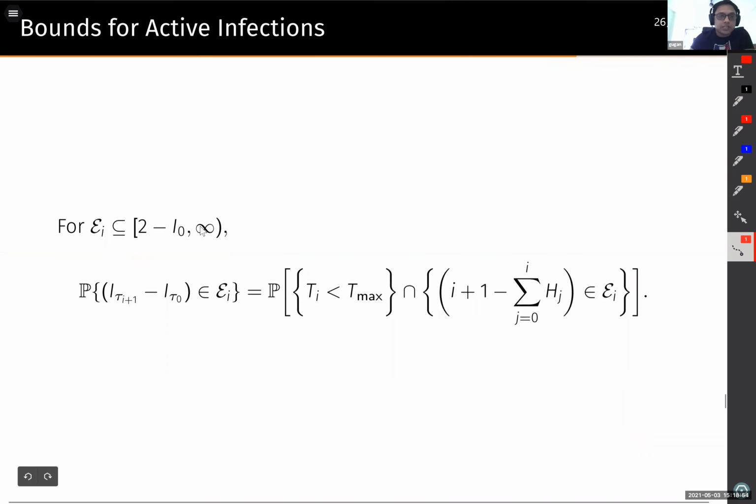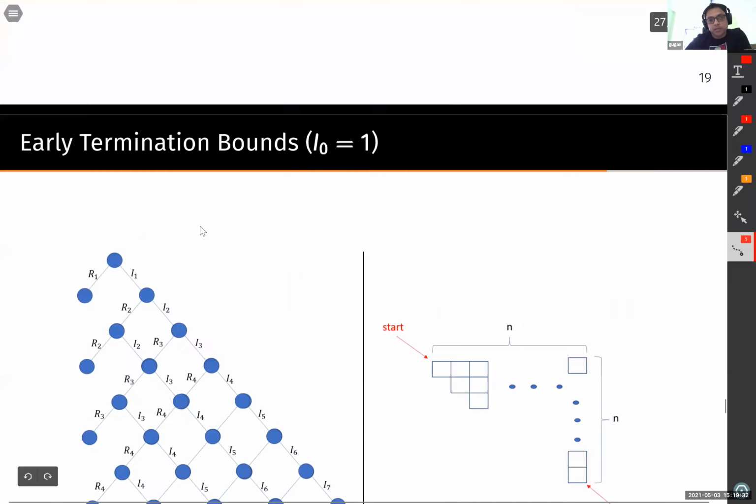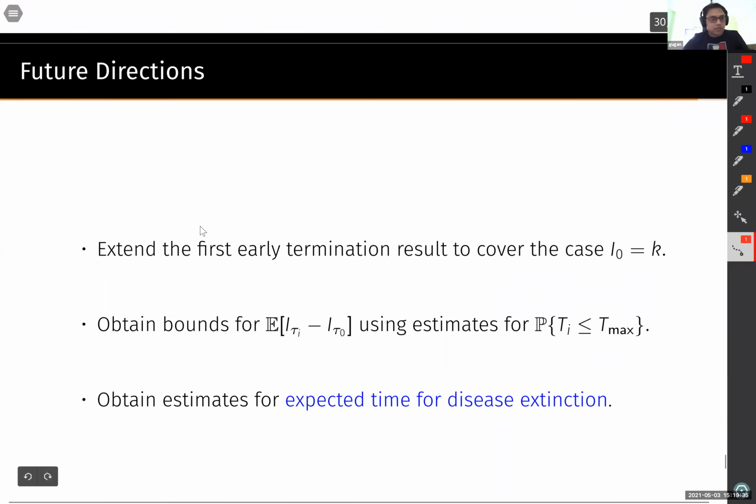for bounds on active infections, let's say someone gives us this event E_I and asks what is the probability that I_{tau I+1} minus I_{tau 0} lies in this set E_I. In some sense, this is the range of values that this can take. This again can be shown to be the probability of this quantity over here. Using a union bound, you can split it into the probability of this and the probability of this event. The probability of this event is something we obtained before, and for this, we can make use of the result by Janson and derive some expression. Okay, so maybe I have run out of time.